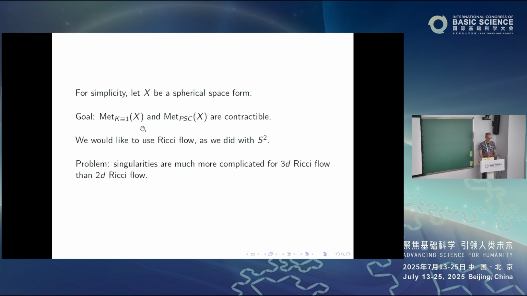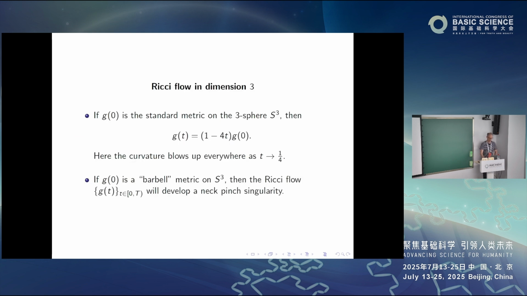Okay. So in dimension 3, if you start with the standard metric on the 3-sphere, as I already said, the Ricci flow with that as initial condition looks like this. It's the metric just scaled by 1 - 4t. It goes to 0 as you approach time 1/4, and the curvature blows up. So that's what we saw before. But if you take something that's not so symmetrical, say a barbell metric, then the Ricci flow gives you a neck pinch singularity.